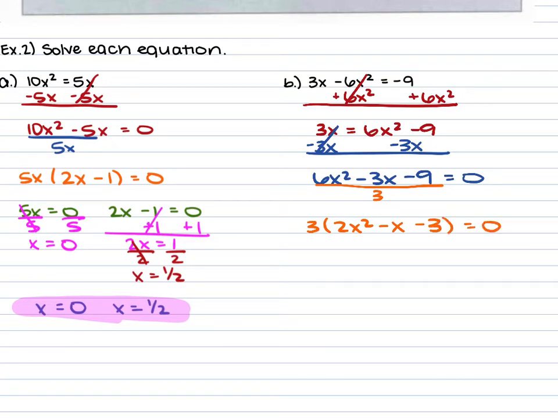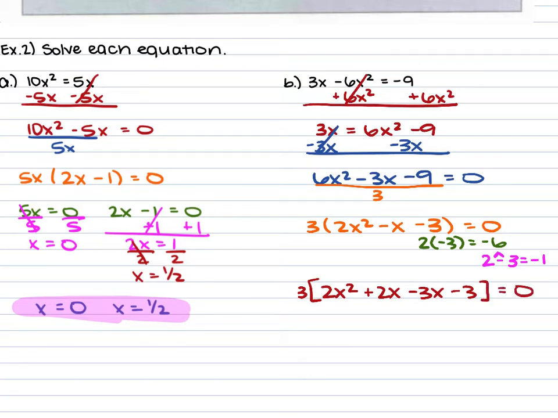From here, I do have a trinomial. That a term is not 1. So I'm going to multiply the 2 times the negative 3. We get negative 6. The factors of the negative 6 that add up to be a negative 1 are 2 and negative 3. So I'm going to expand this to be 3 times 2x squared plus 2x minus 3x minus 3 is equal to 0.